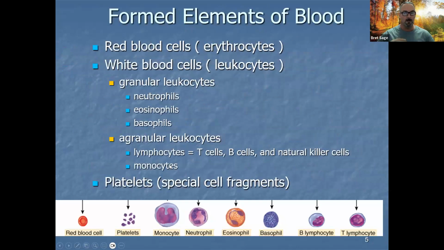What are some formed elements, or sometimes called cellular elements? Well, red blood cells, the scientific term is erythrocyte. White blood cells, scientific term is leukocyte. Different types of leukocytes include granular leukocytes, named if you look at the picture, because the granules are visible when stained. So granular leukocytes that contain these granules are neutrophils, eosinophils, and basophils. Agranular leukocytes include lymphocytes, which are T cells, B cells, and natural killer cells, or NK cells. And monocytes are also agranular leukocytes. And last but not least are platelets, which are special cell fragments involved in blood clotting.